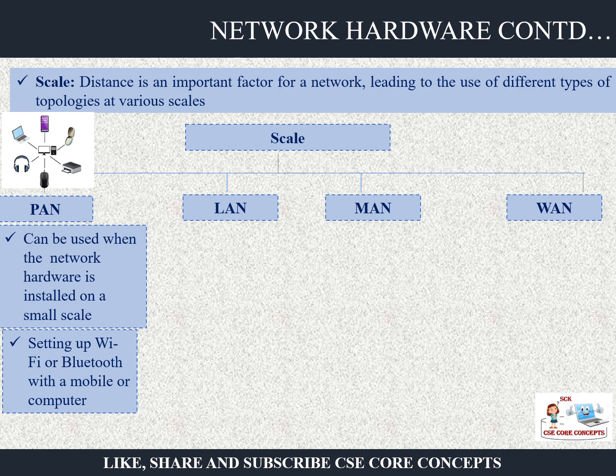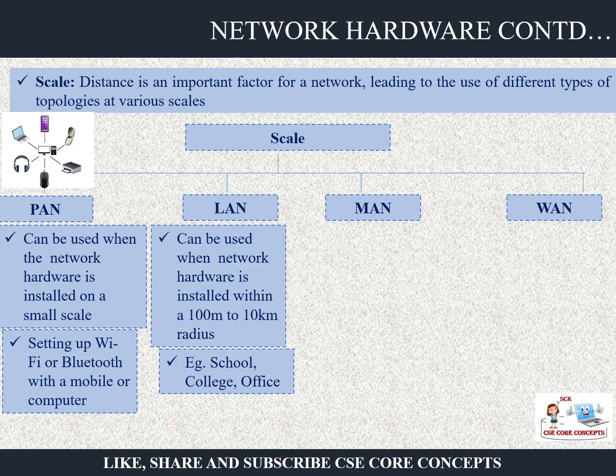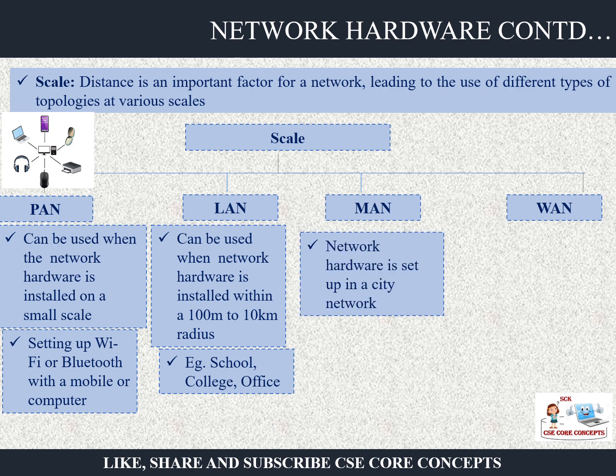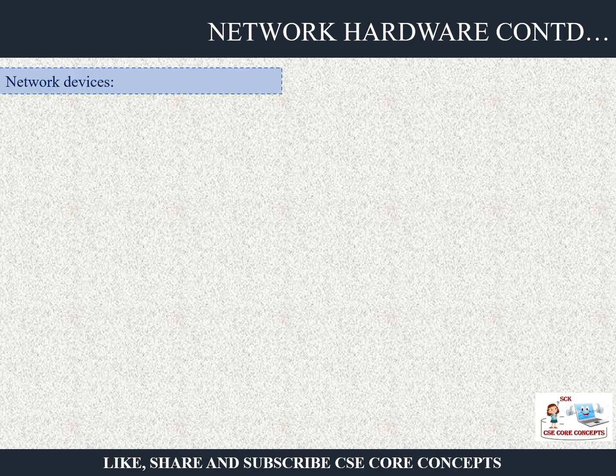Then comes the local area network, which has a higher range, in the range of 100 meters to 10 kilometers. An example is the labs in your schools or colleges. Then you have the metropolitan area network, a little higher than the local area network, like if you want to cover a whole city or a whole area. And then comes the wide area network, which is a global network for a country or something. So the range is huge for a wide area network.